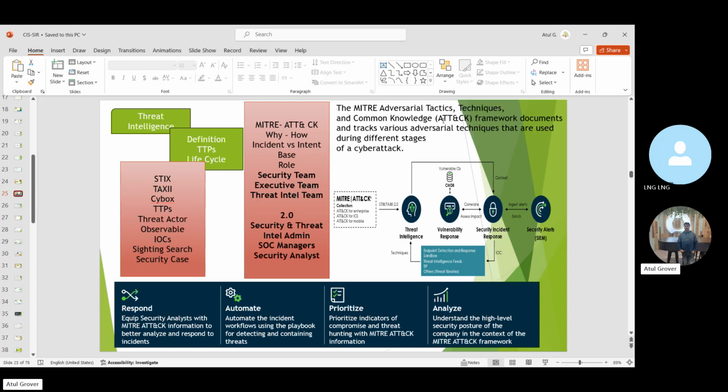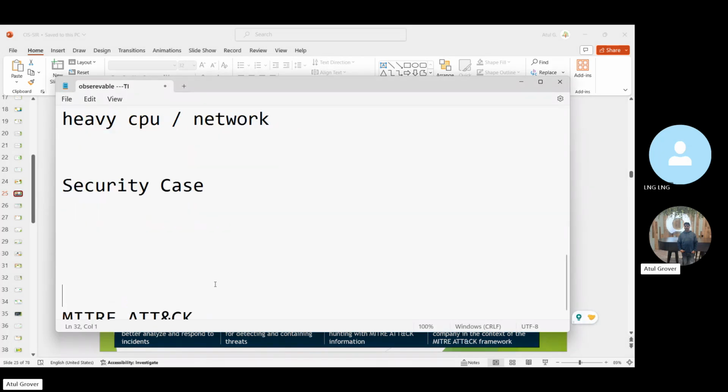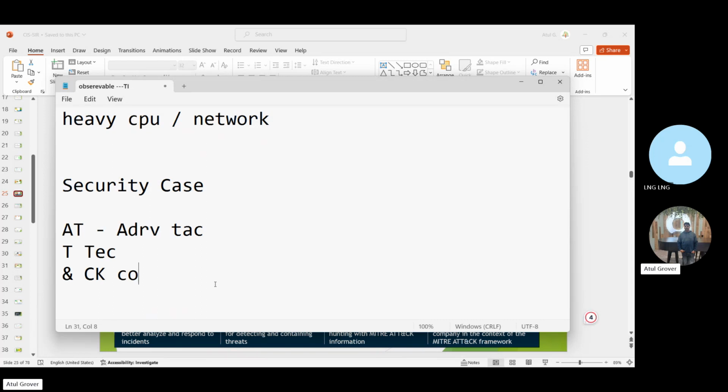This is what MITRE ATT&CK is, the word we mention here. So AT stands for adversary tactics, T stands for techniques, and CK stands for common knowledge.